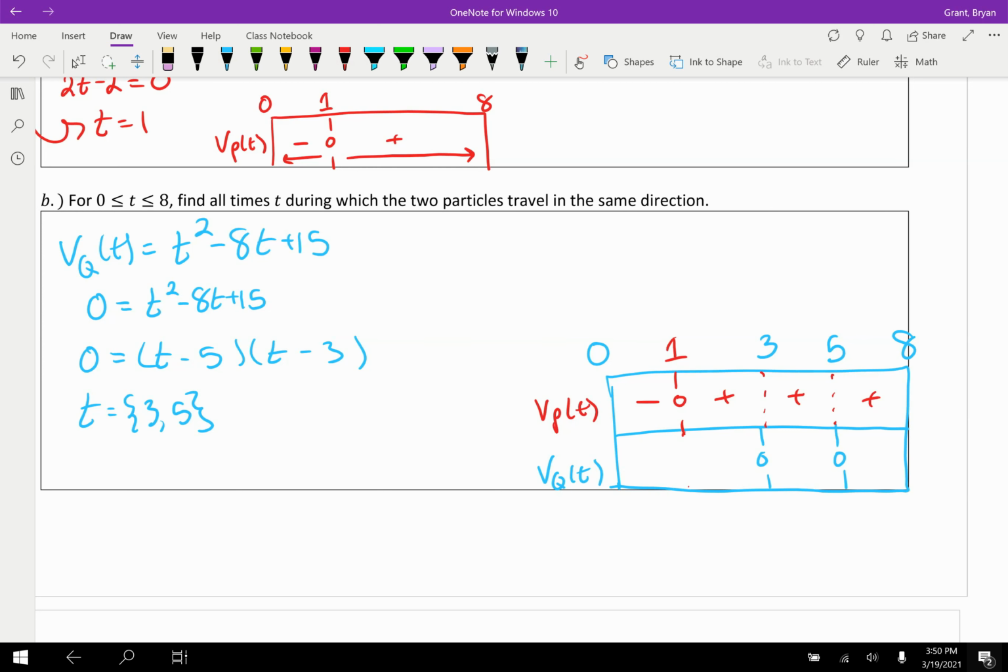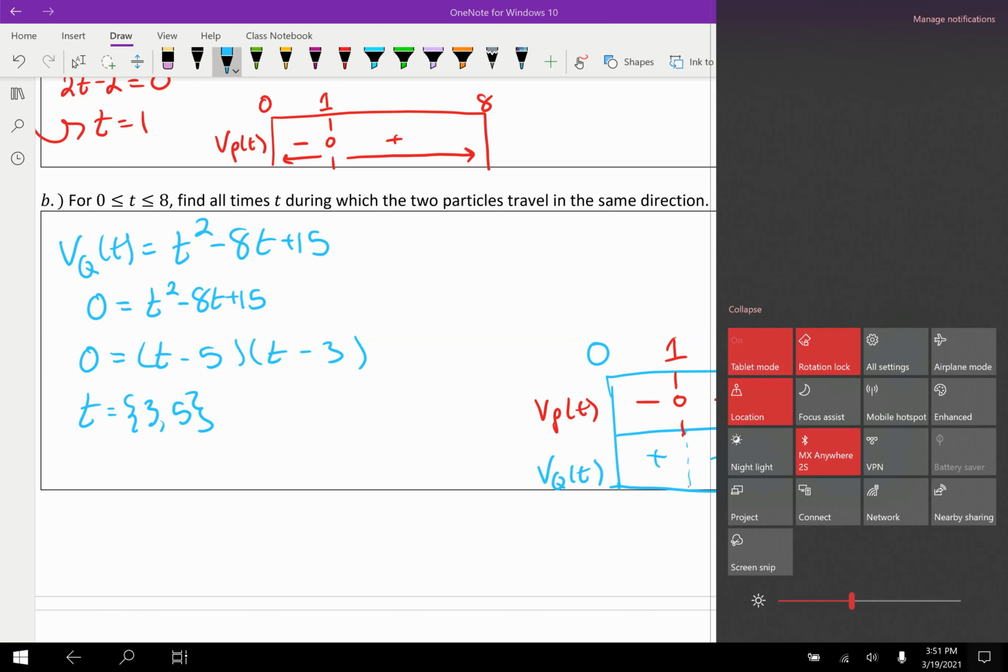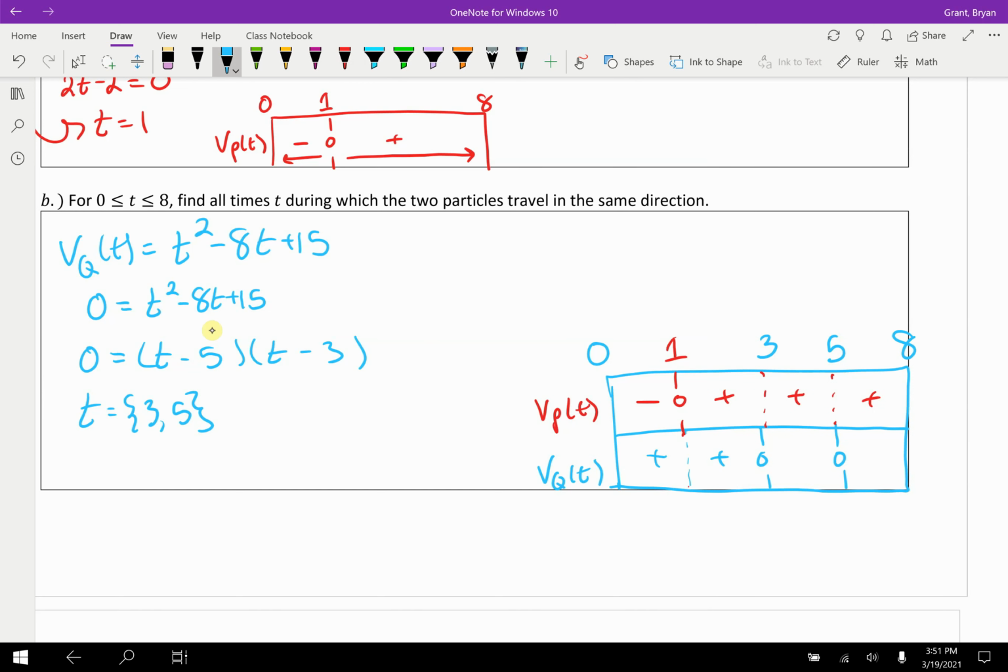All right, well, I think we should probably just try a few values. From 0 to 3, let's try 2. I like to try it in the factored form. I think it's easier. We get negative 3 times negative 1, which is a positive. Or if we divide this out, both of these are positive. From 3 to 5, let's try 4. 4 minus 5 is negative 1 times positive 1, that's a negative. And 5 to 8, you can probably guess what happens. Positive times a positive is a positive.